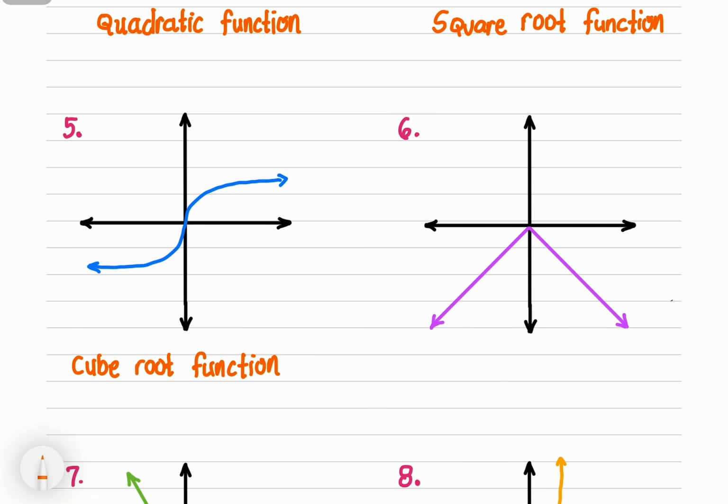So, the graph is an S-shape. Kung makikita natin, it seems like S, no? Kaya tinatawag siyang S-shape curve. So, that extends through the origin. And of course, extending both directions, positive, no, and negative. So, this is cube root function. How about number 6? Okay, very good.